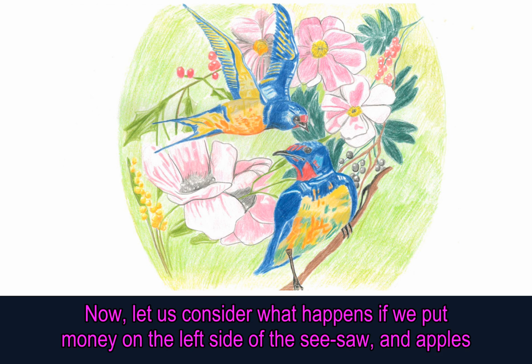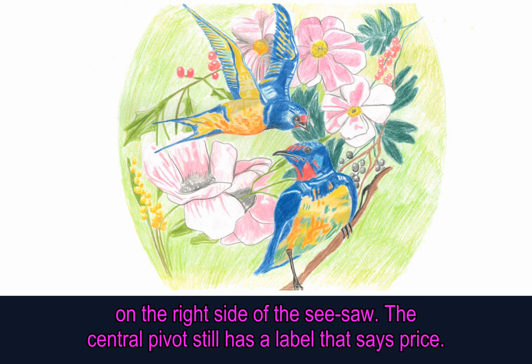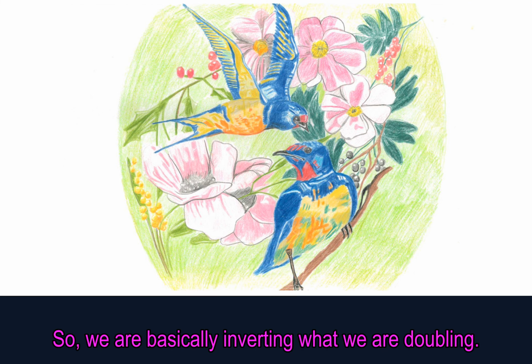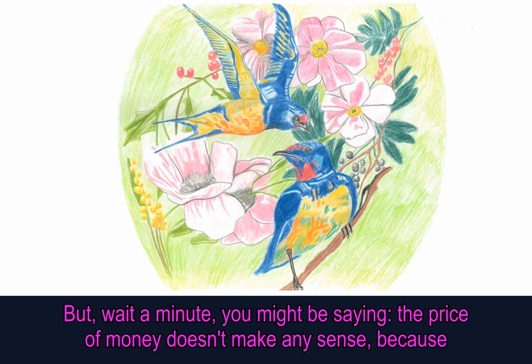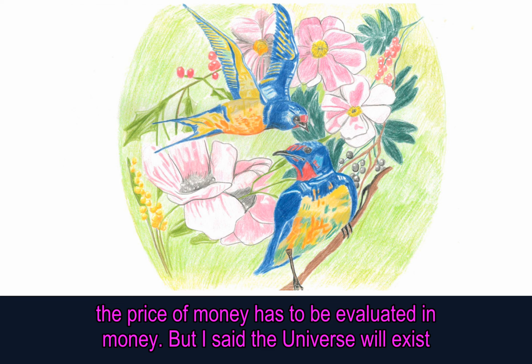Now let us consider what happens if we put money on the left side of the seesaw and apples on the right side of the seesaw. The central pivot still has a label that says price. So we are basically inverting what we are doubling. Previously we doubled the price of apples, now we double the price of money. But wait a minute, you might be saying the price of money doesn't make any sense because the price of money has to be evaluated in money.